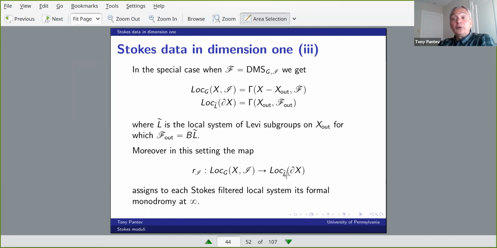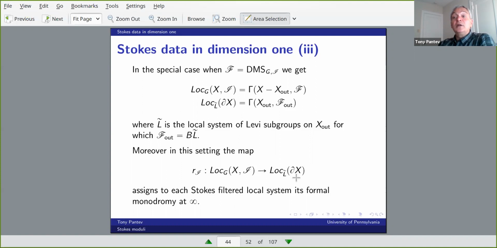This map is the formal monodromy. So it takes a Stokes filtered local system and passes to the associated graded with respect to the Stokes filtration and takes the monodromy on that. So that's this map. Or another way to say it, in the de Rham setting, you take a meromorphic connection that has an irregular singularity. By a formal gauge transformation, you can make the singularity regular, and then you can take the monodromy of that regular singularity. So that's the same map.